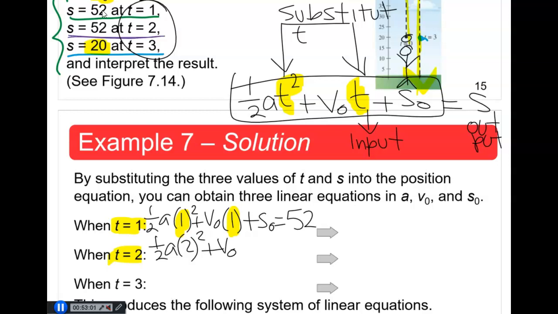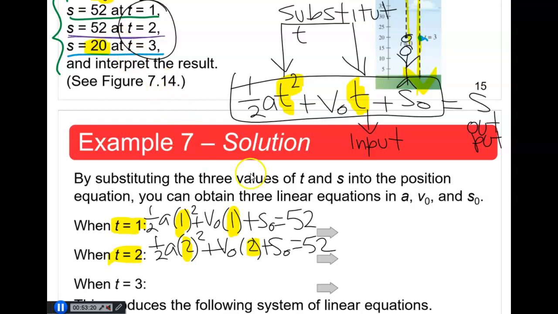Plus B sub 0, and now instead of 1, I put a 2 plus S sub 0, and then the height, as you could see, is 52 as well. Okay, and we have here 2, 2.